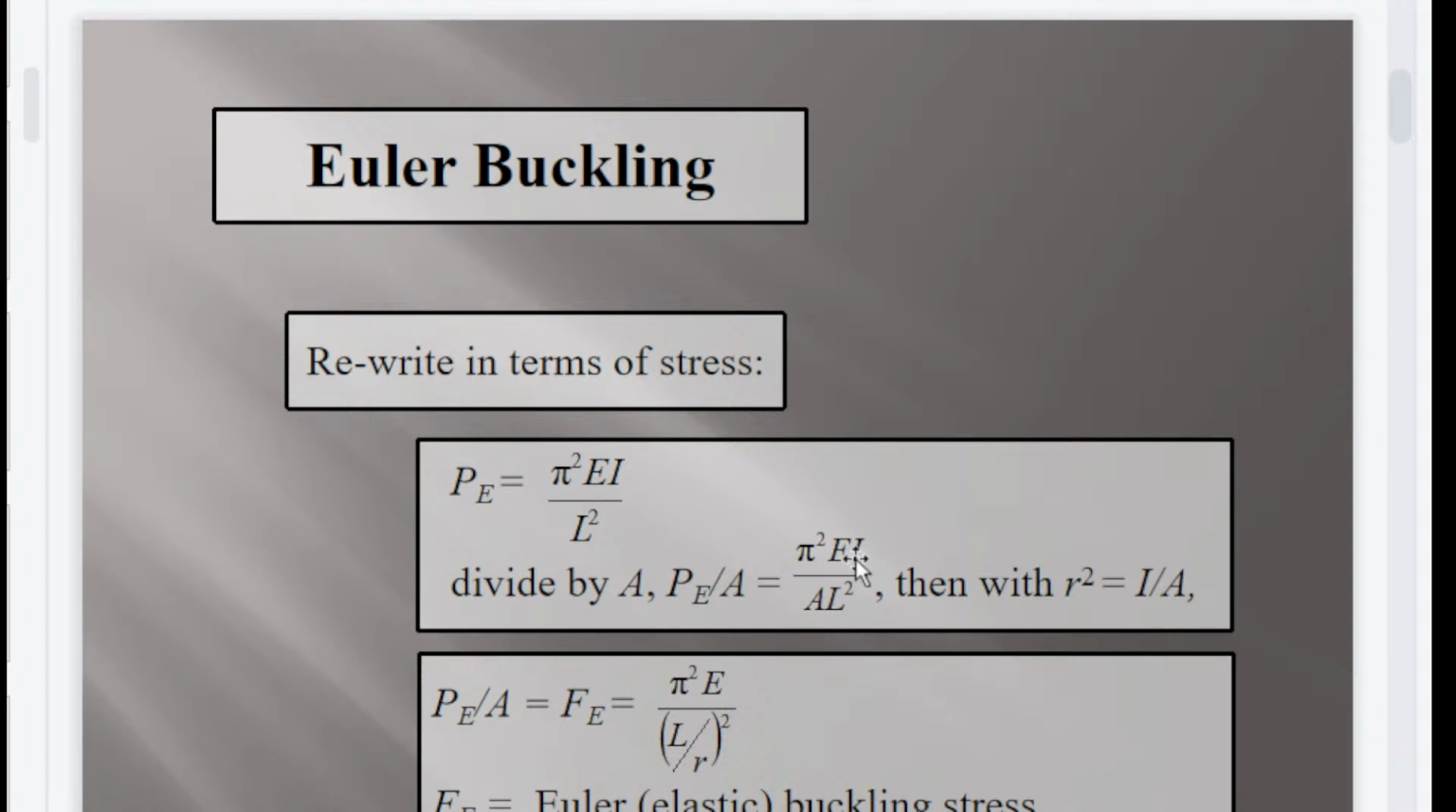So therefore, we can say r squared to the numerator, then L squared denominator. Therefore, we have L over r quantity squared. And L over r is now what we call slenderness ratio. So let's define this one, L over r, as slenderness ratio, SR. Slenderness ratio will become higher if the column is longer, so it is more slender.